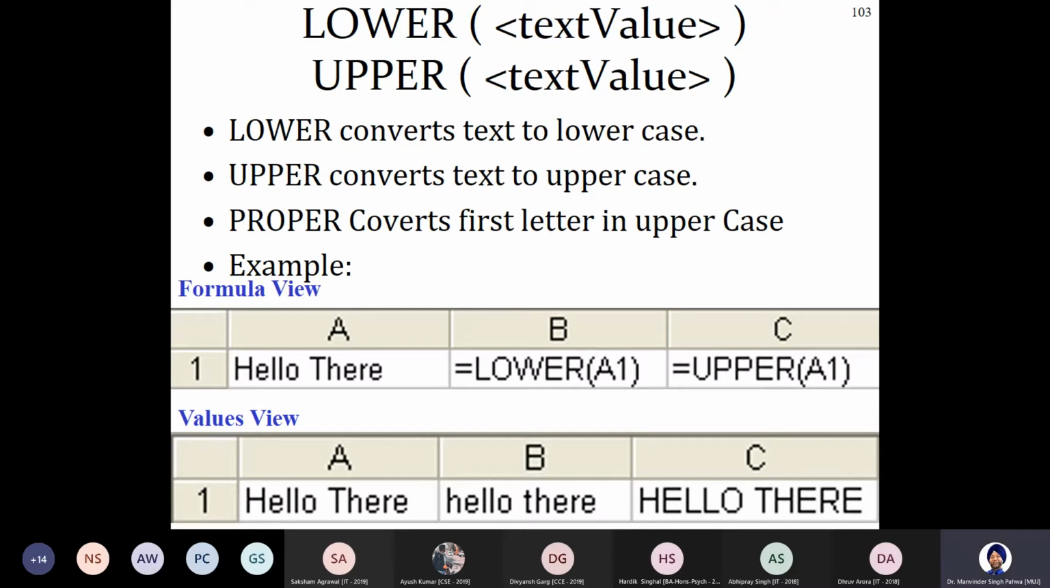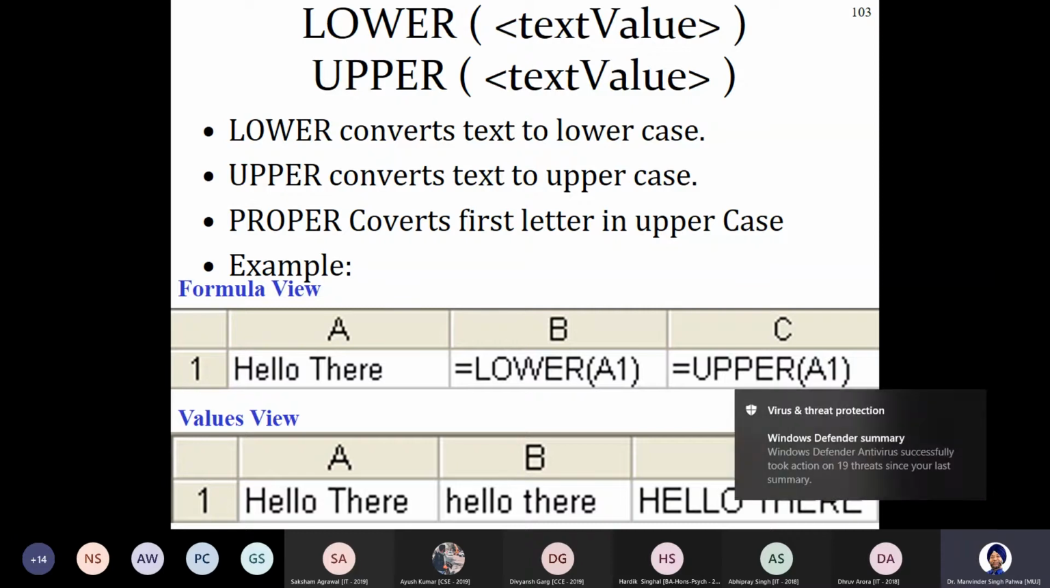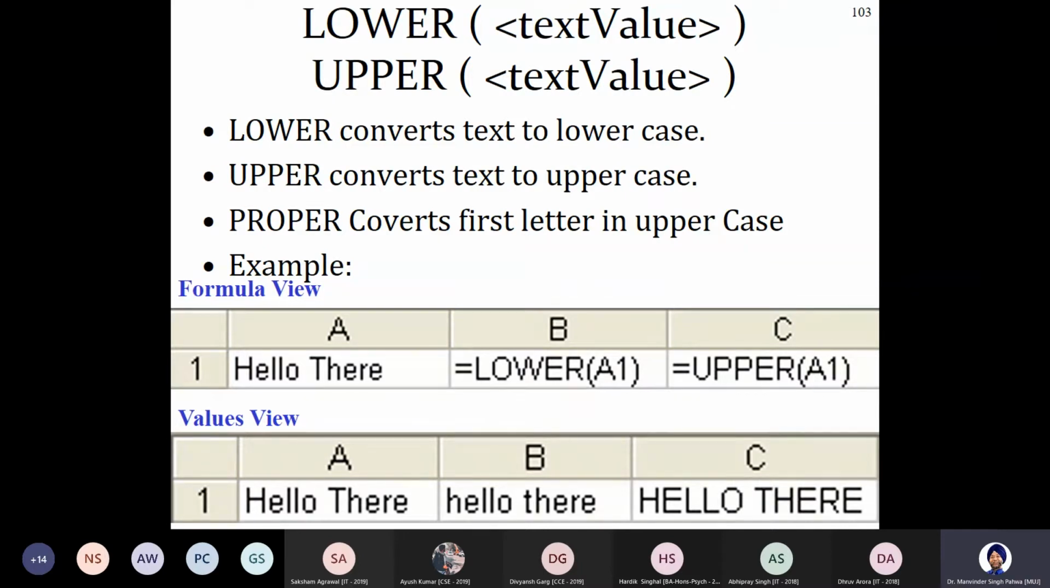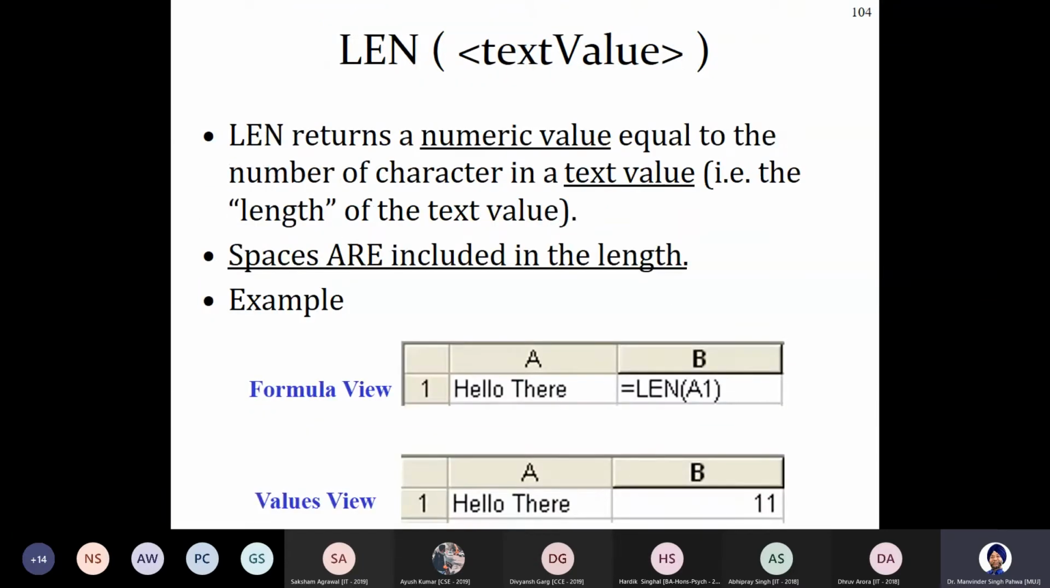Yes, very good. Yes, Dhruv, Saksham, Vishrat, Hardik, Anmol, Abhipray, Nandini, excellent. Rohil also, great. So hope this is clear to you, what lower and upper do with the text. Okay. Next is len.